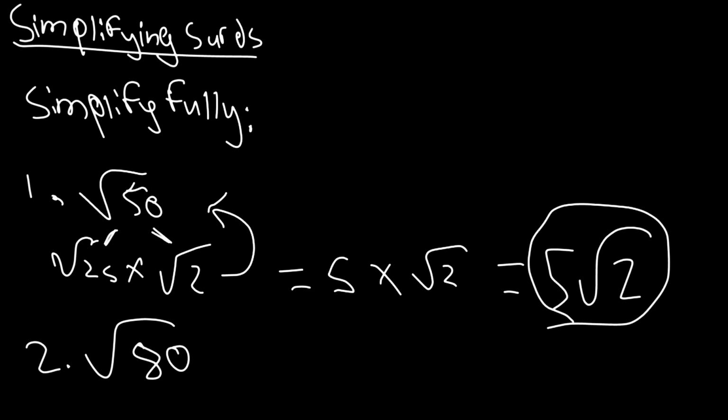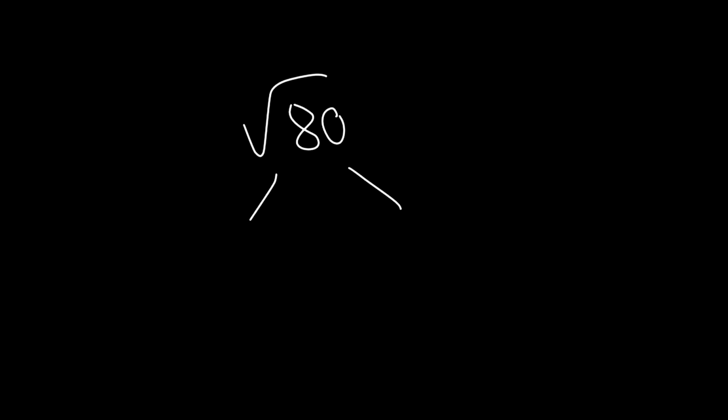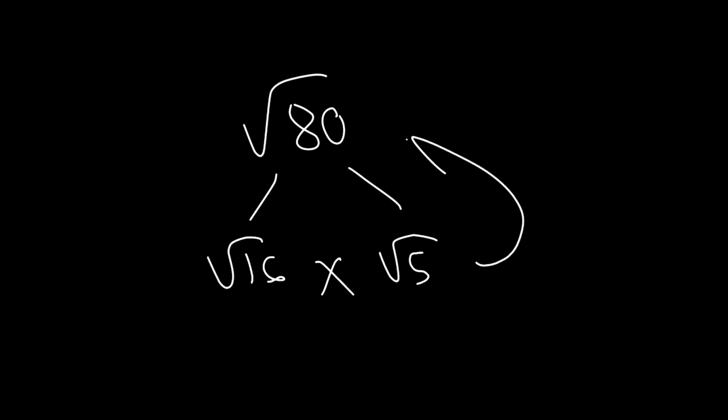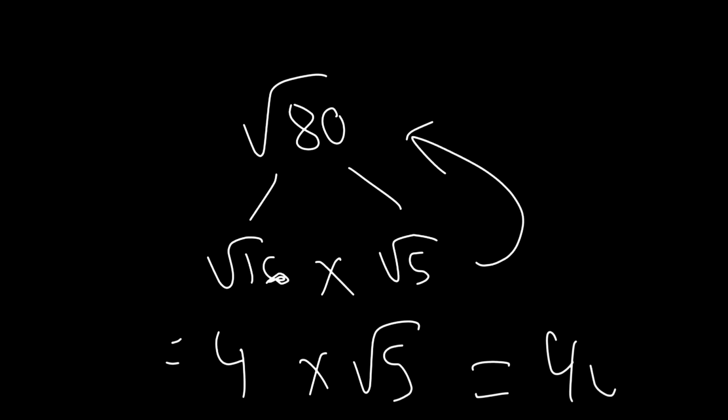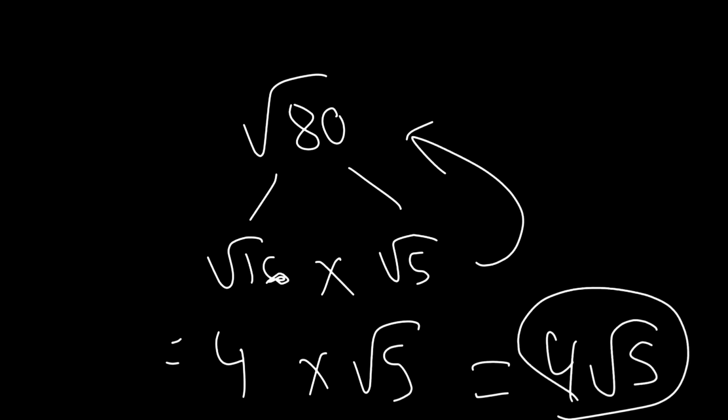Question 2, root 80. Step 1, separate the surd into 2. One is a surd, so let's say root 5, and the other is the root of a square number, so let's say root 16. And then make sure they multiply together to give you that surd. So yes, root 16 times root 5 gives me root 80. Step 3, change the root square number into the whole number. So root 16 is equal to 4, then chuck the multiplication and the other surd, then merge them together. Therefore, the simplified version of root 80 is 4 root 5.